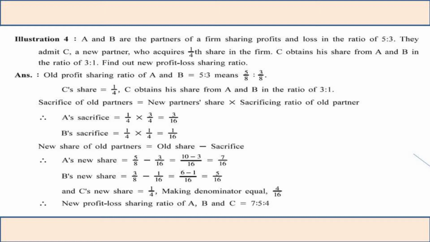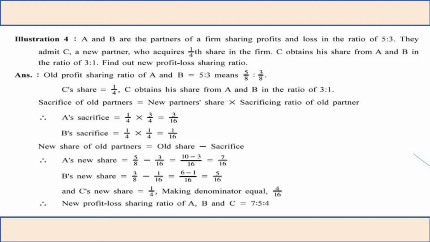B's new share is equal to 3 upon 8 minus 1 upon 16. Here also LCM 16 is there. So 3 upon 8 multiply 2 by 2, then we get 6 upon 16. 6 minus 1 upon 16 is equal to 5 upon 16.